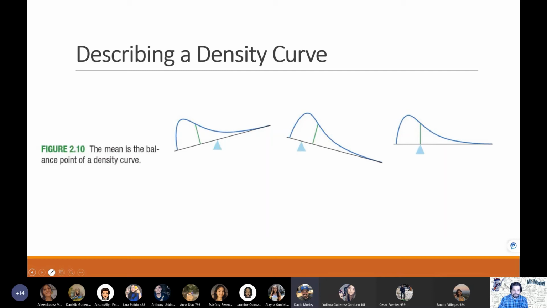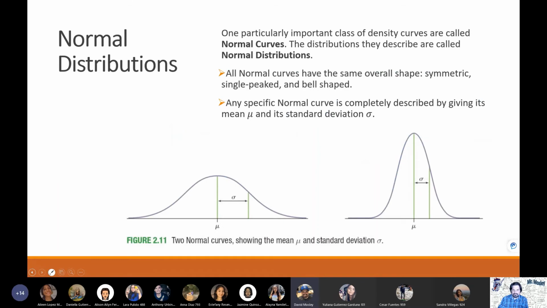So now, we'll get into something slightly different based on the same things we've been talking about. Normal distributions. All right. One particularly important class of density curves are called normal curves. Right? The distributions they describe are called normal distributions.